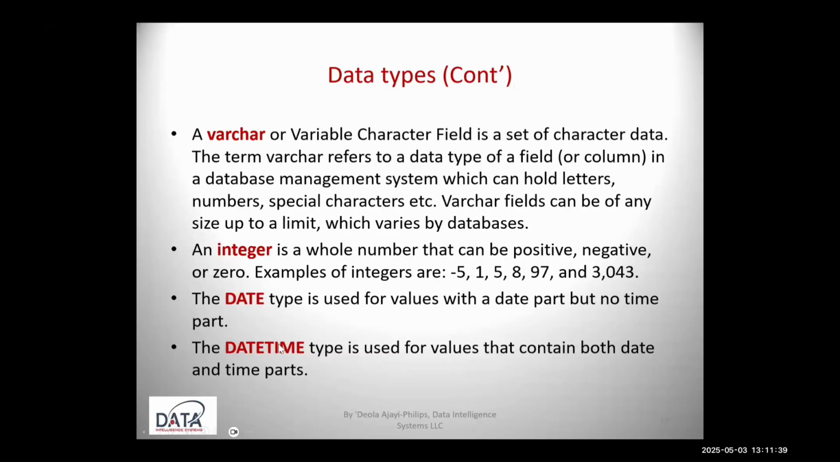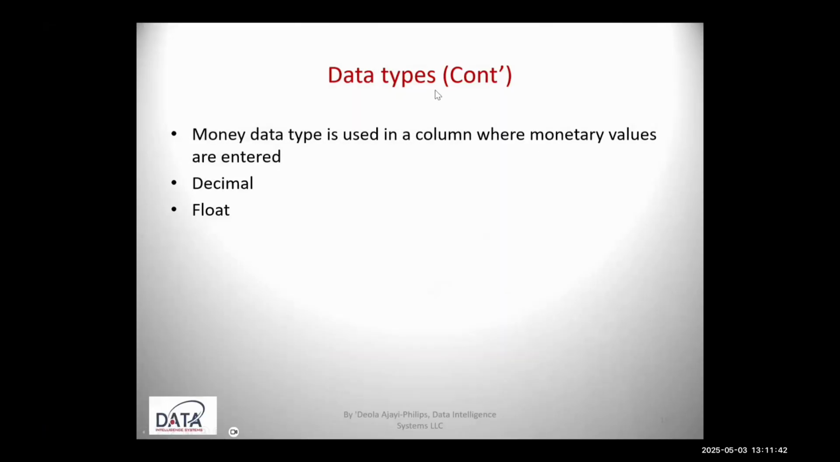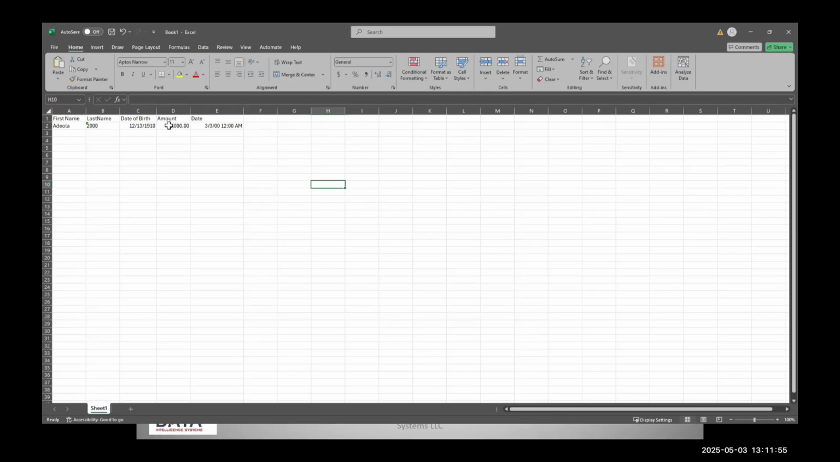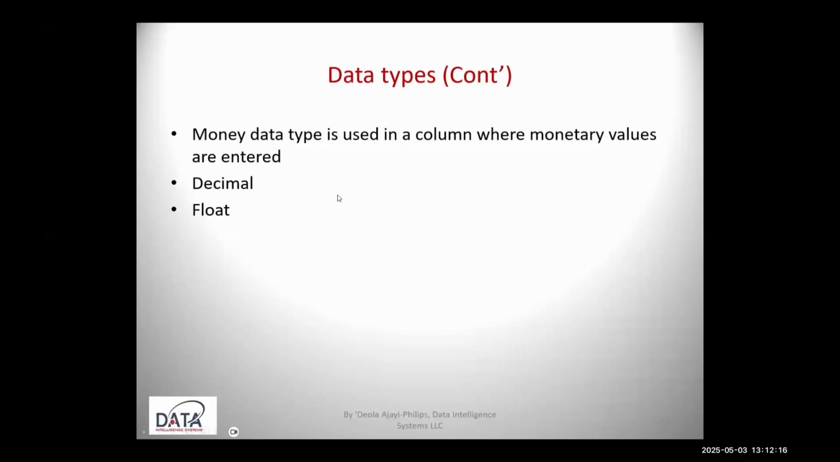So now, the money data type. It's a field that you enter money into, just like the Excel I showed you. I said this place we are putting money in, and that's why a data type like that has to be the money data type. You remember I did not put the $ in front of it, right? It automatically put the $ for me because I set that column to be currency. I'm setting it to be money data type.